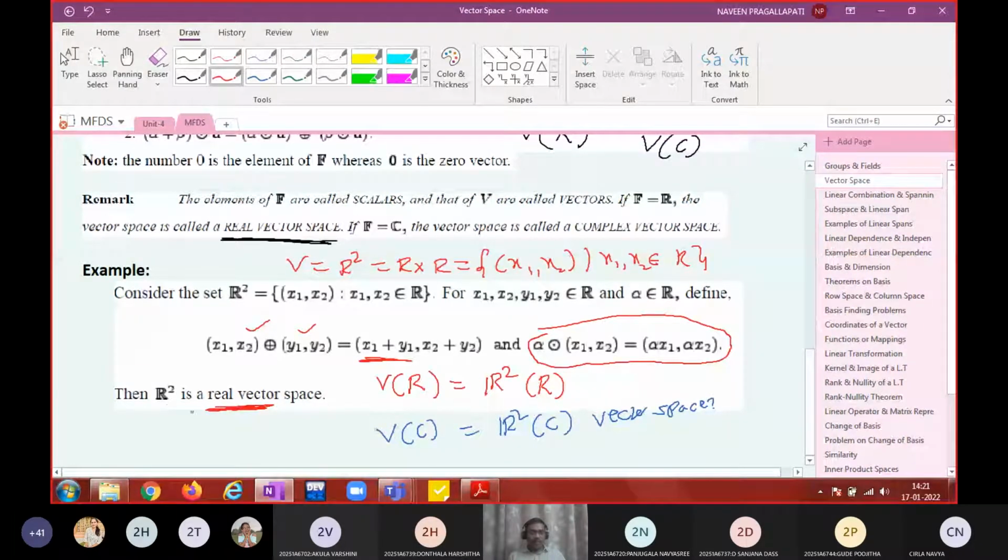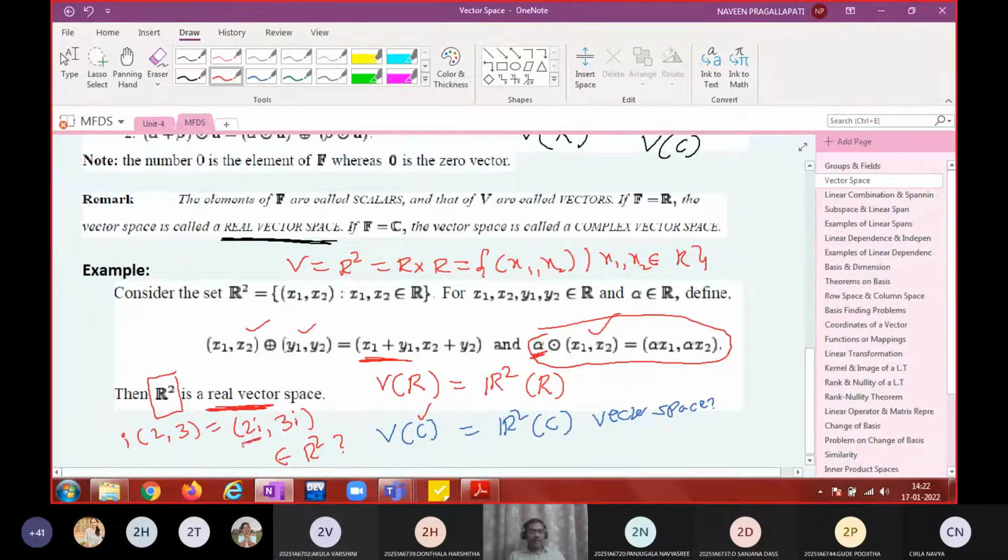See, my set is R square. Let me take 2 comma 3. Okay, 2 comma 3 I have taken, and alpha is a scalar. Scalar is an element of the field, and if my field is C, the set of complex numbers, what is an element of the set of complex numbers? i. So what is the scalar multiplication? i into 2 comma 3. What is this resultant? 2i comma 3i. Is this an element of R square? Can you please tell me?